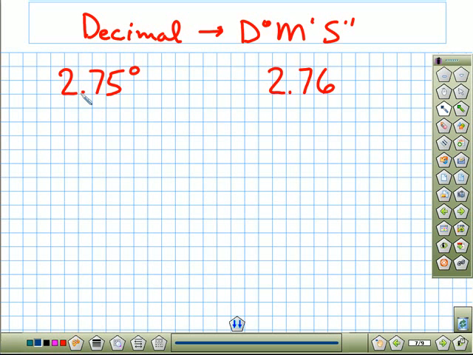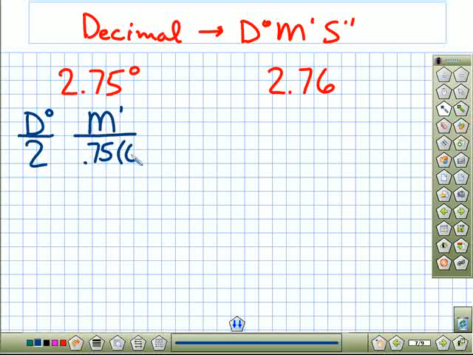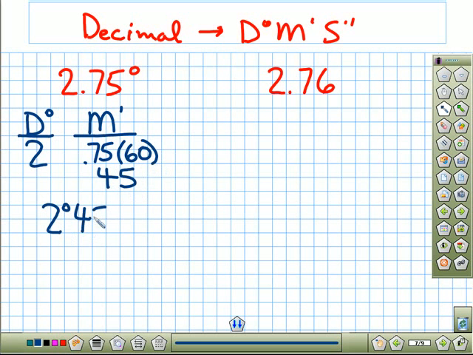Well, we want to see how many whole degrees that is. How many would you say? 2, right? Okay, there's 2 whole degrees. Now, we want to see how many minutes. Well, it's 0.75, it's 75% of another degree, right? In terms of minutes, that would be 0.75 times 60. Now what's 0.75 times 60? 45? Okay. So here's our answer. We have 2 degrees and 45 minutes.